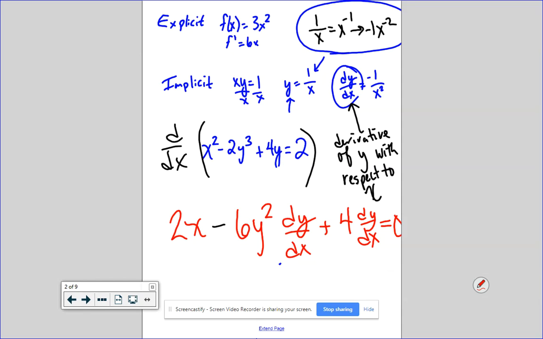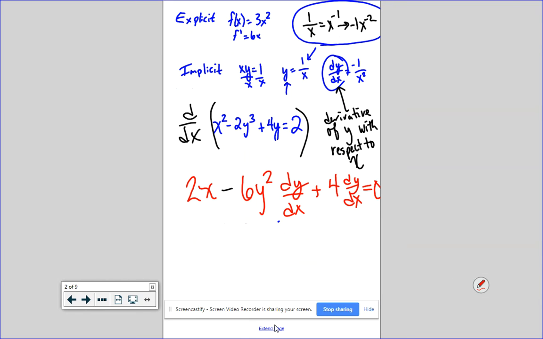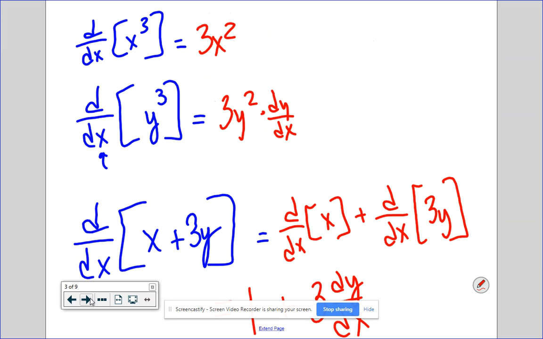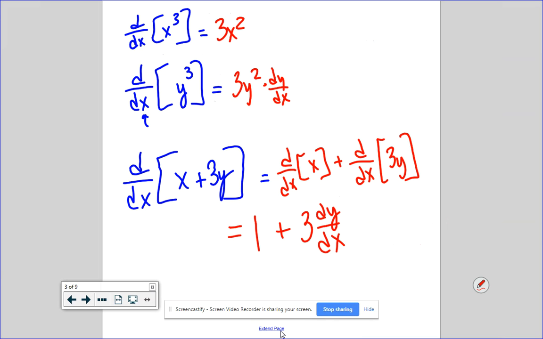Okay, so that is doing that derivative with respect to x. Questions on how I did that? Okay. All right, so just to give you a couple more examples, and I left these on here just so you can see it.